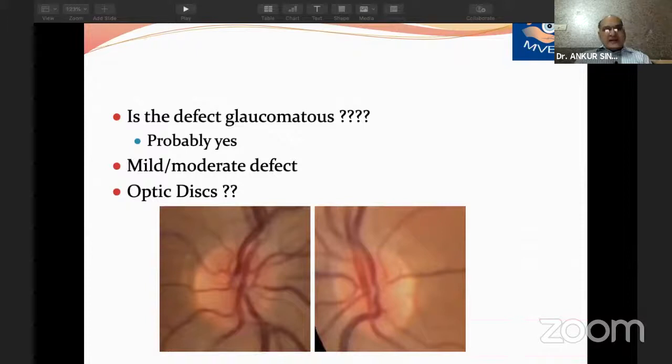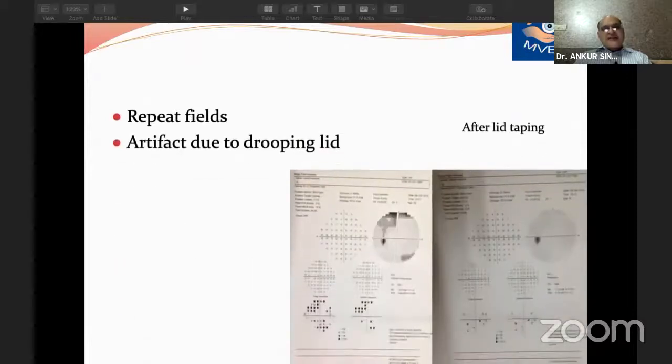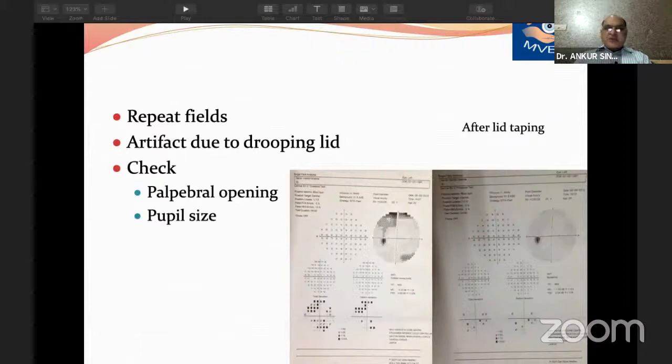But once we look at the optic discs, we don't feel that this is corroborating with the optic discs we are looking at. So what we do is we repeat the visual fields, and the cause here was a drooping of the eyelid. So we should always check the palpebral opening and the pupil size before ordering a visual field.